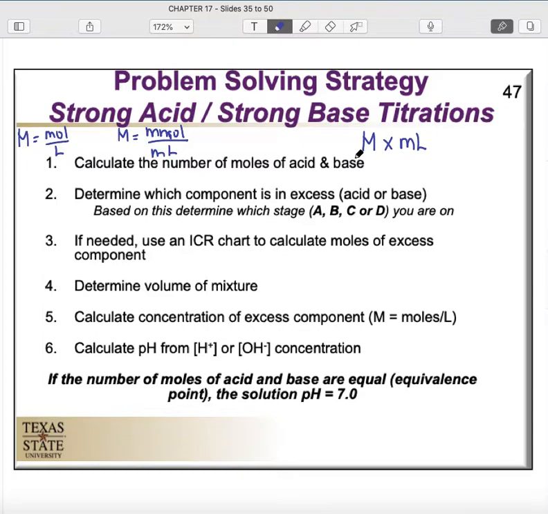So whenever you're trying to work with molarity and milliliters, we can actually multiply these two in order to find the millimoles.